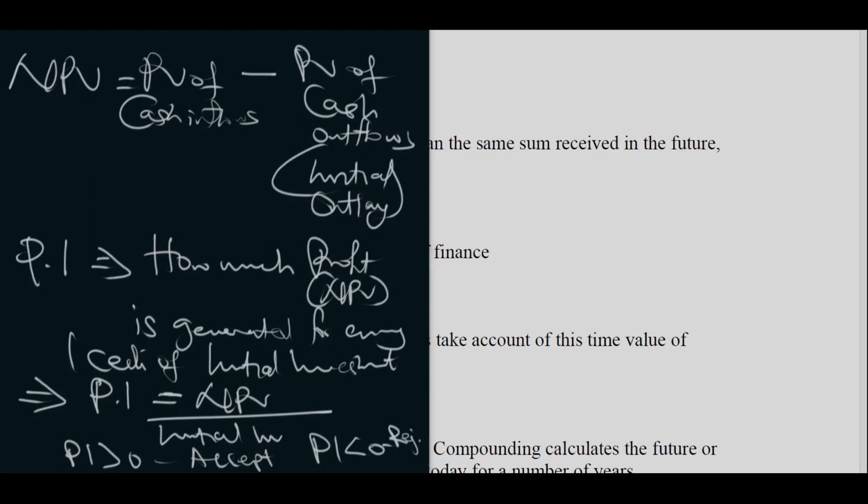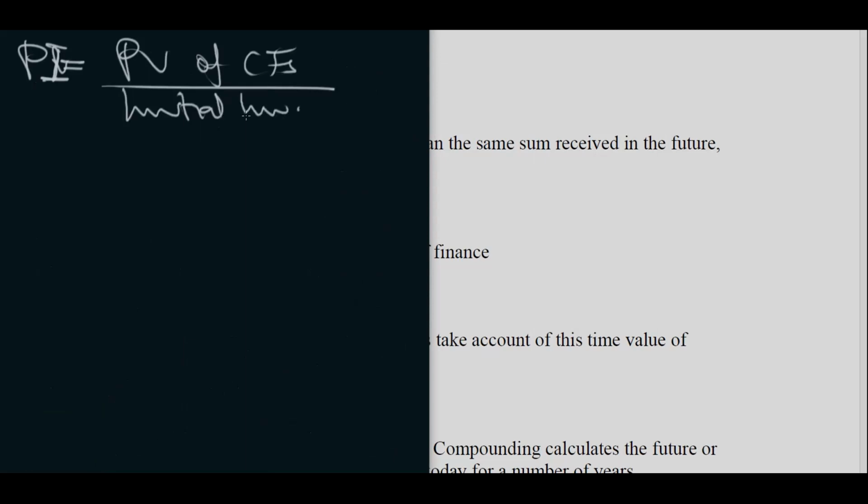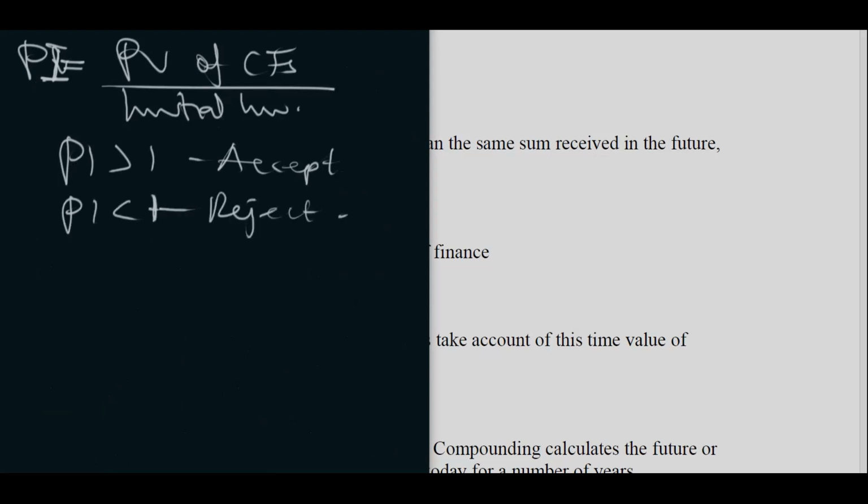PI also has another formula, which instead of NPV uses the PV of cash flow. Here we take the PV of our cash flows over our initial investment. So how much above the initial investment does the PV generate? When PI is greater than 1, you accept the project. If PI is less than 1, you reject the project. For a single project, yes; for multiple projects, you look at the one with the highest PI. So I always tell you: single project, multiple projects.